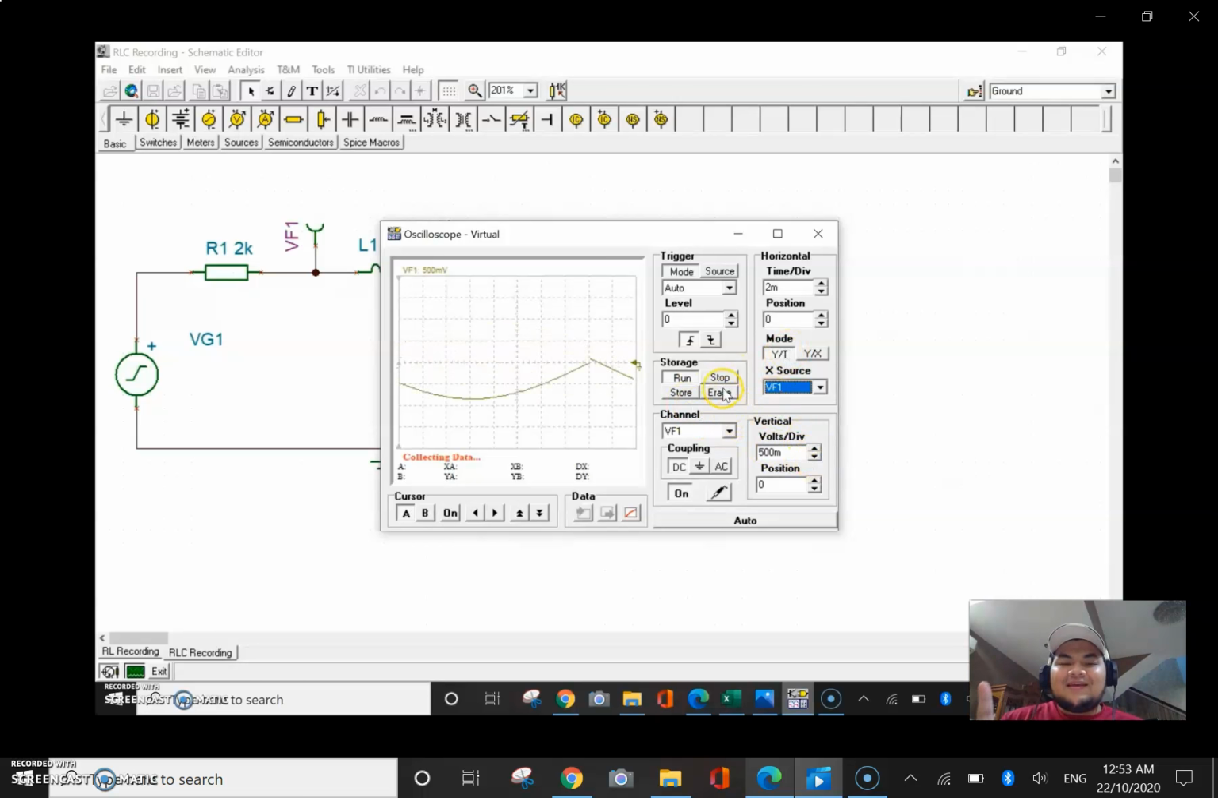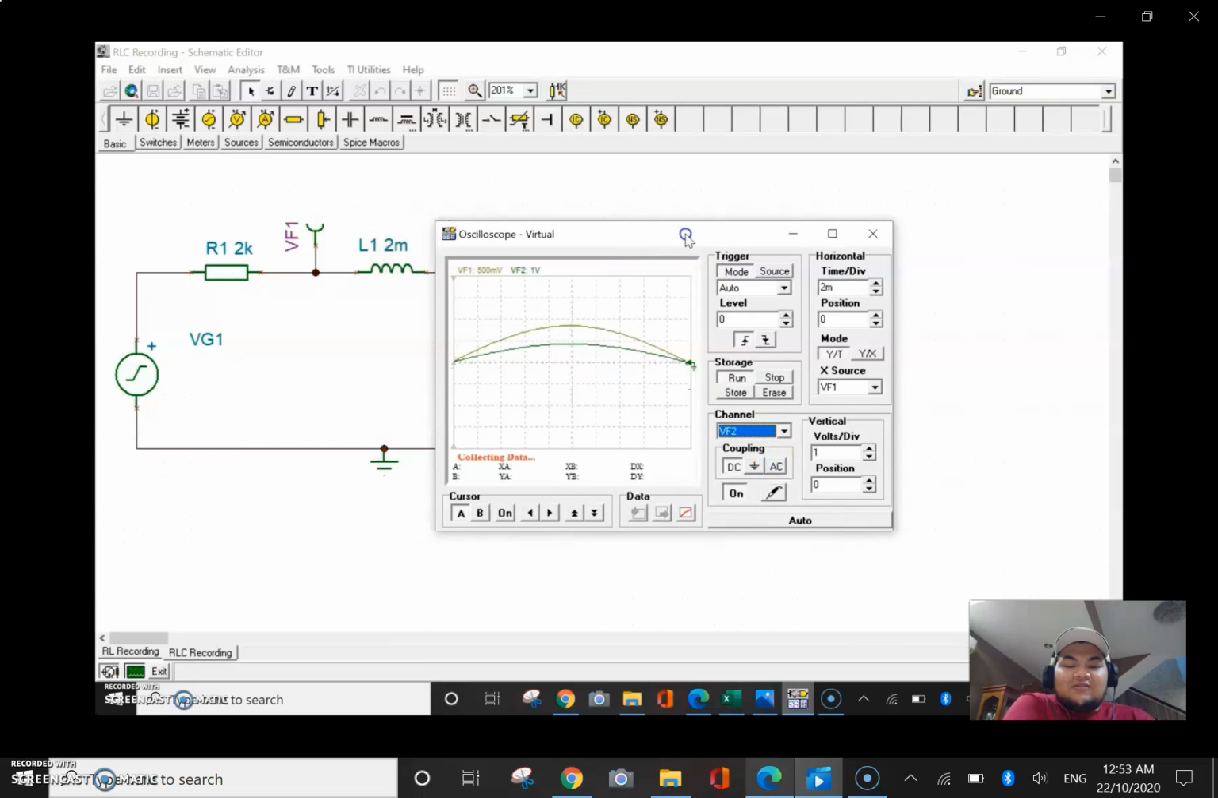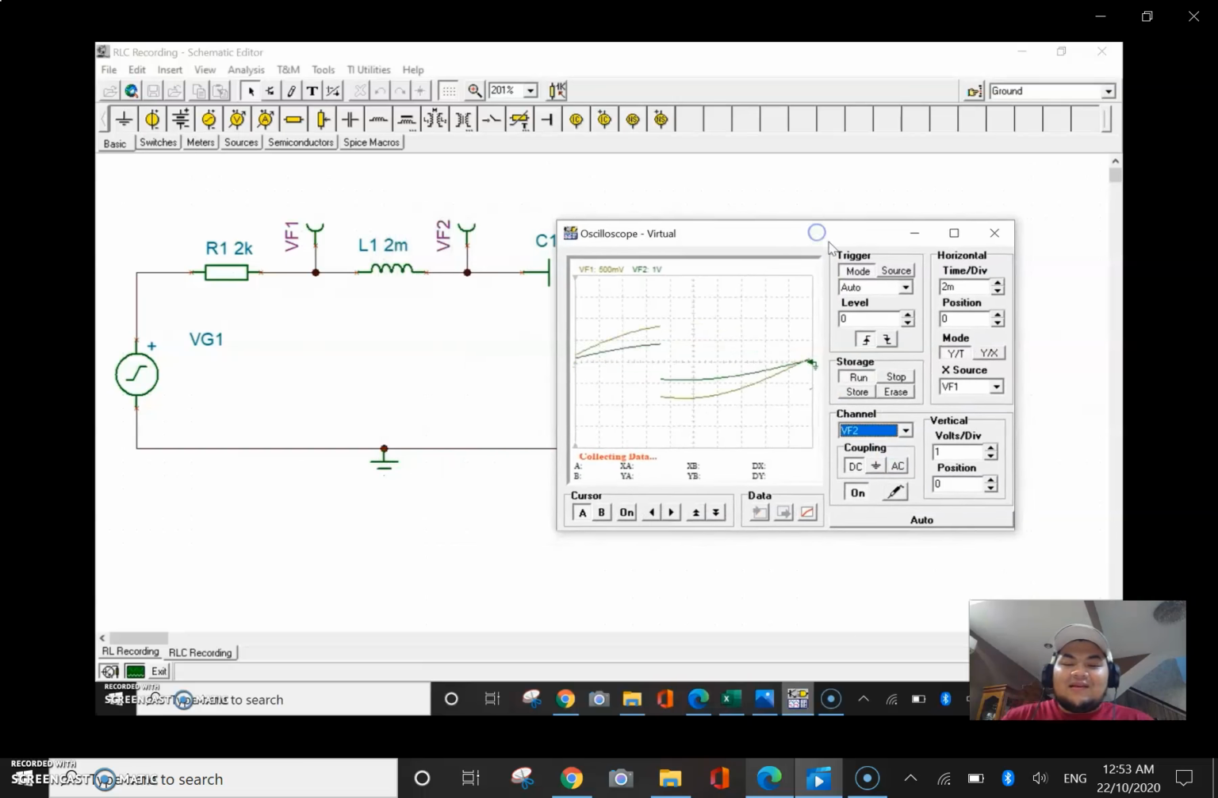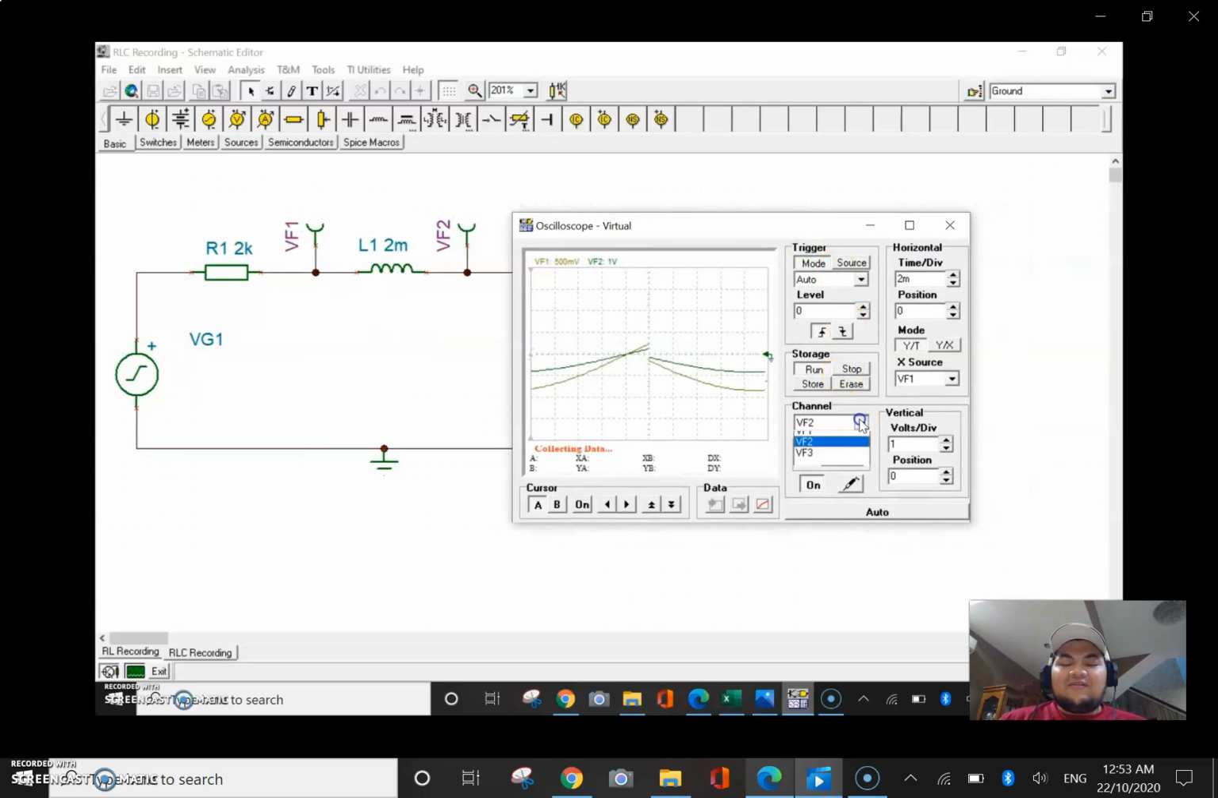So by using the same axis in the oscilloscope, we will see fewer waves being completed within the view of the oscilloscope. As you can see earlier, if we compare, there are more waves in the field of view, where now there is only one complete wave. But again, as you can see, VF1 and VF2 are synchronized, while VF3 still has a phase shift.